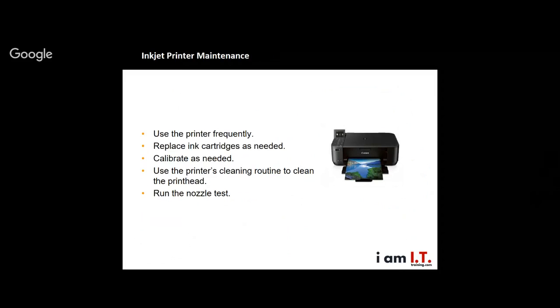Inkjet printers, again, paper as needed, ink as needed. You will need to calibrate these pretty often in comparison to laser printers. And you have this thing called a nozzle test, which is just going to test each of the colors that you have available, make sure that they're aligning correctly and that they're dispersing ink correctly. And if anything's wrong, you can modify via the software that came with it to calibrate the printer itself.